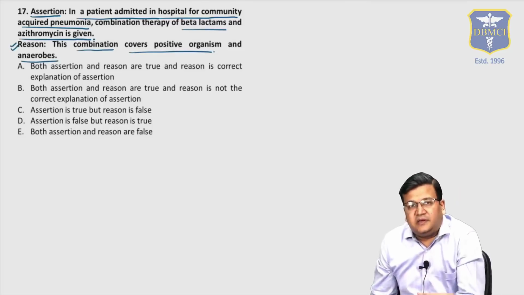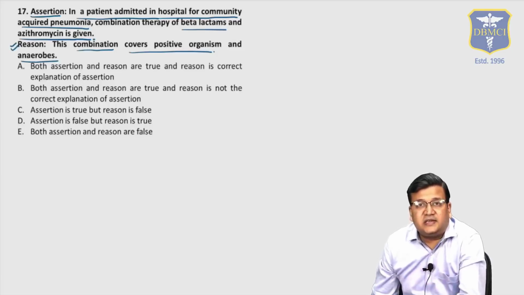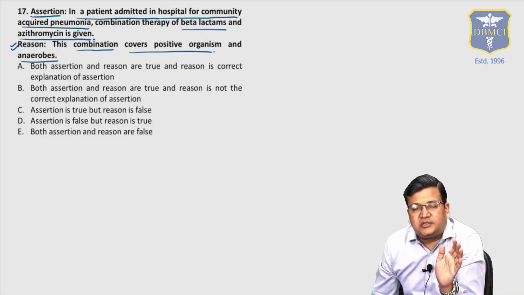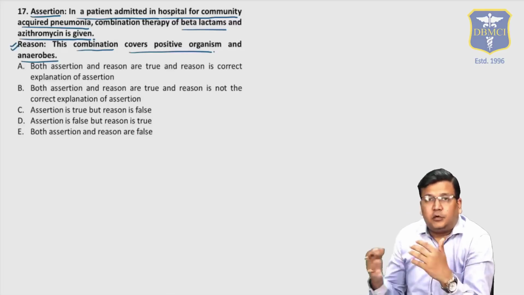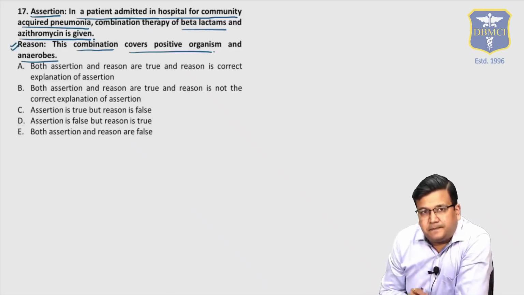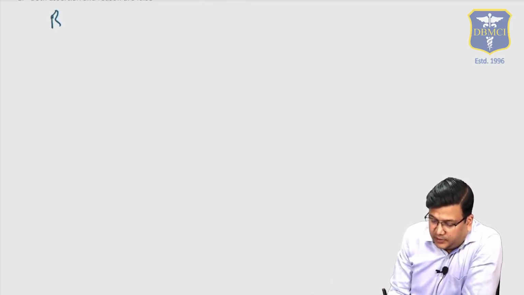Now we are asked whether the statement is true, the reason is true, both are true, and if the reason is the correct reason or not, and various options are given. In such kind of questions, first you need to independently verify whether the statement and its reason are true independently without each other. So first let's look at the assertion. In a patient admitted in hospital for community acquired pneumonia, they are saying combination of beta-lactam and azithromycin. So we need to first know the treatment of community acquired pneumonia.